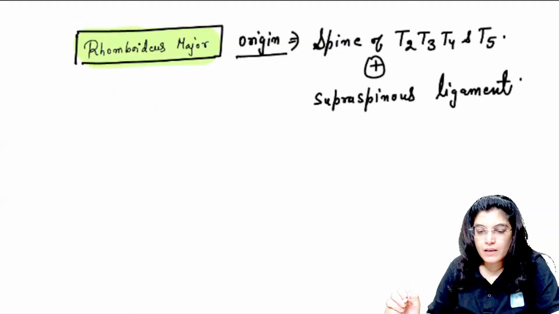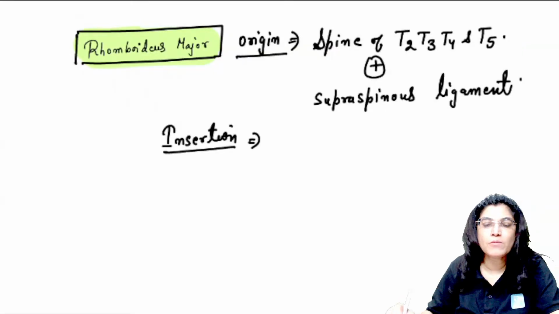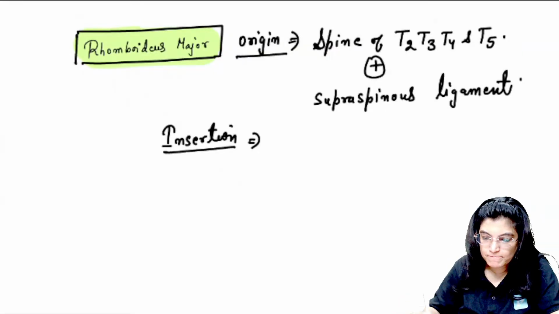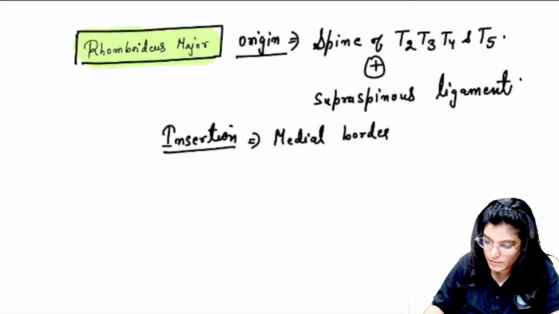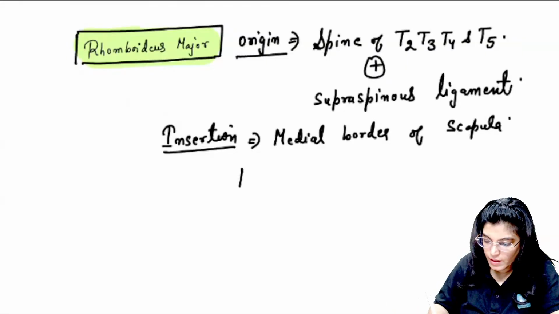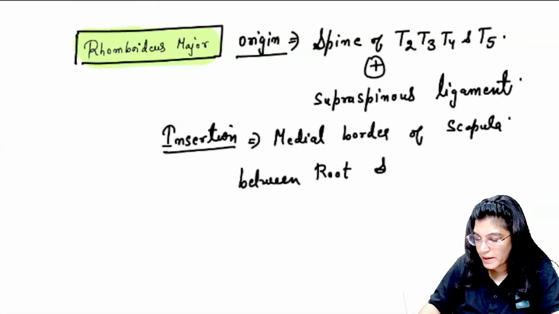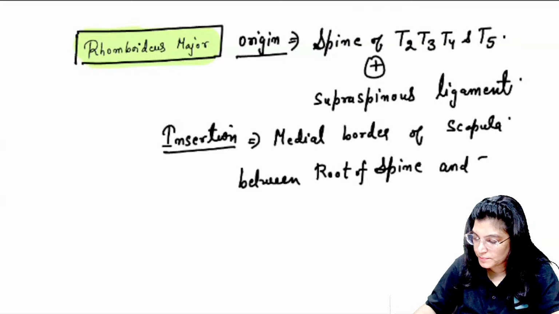Now coming to insertion. Insertion is onto the medial border of scapula, between the root of the spine and the inferior angle of scapula.